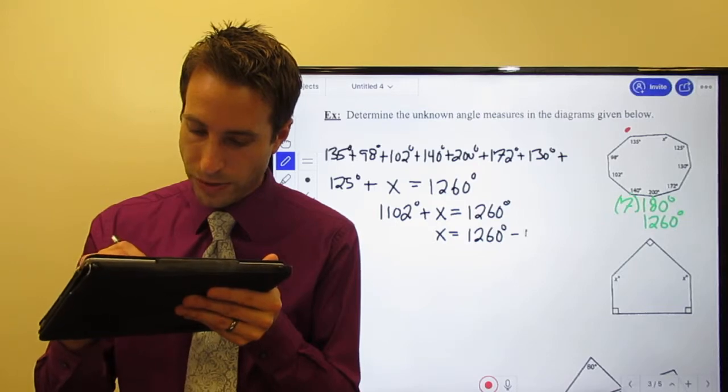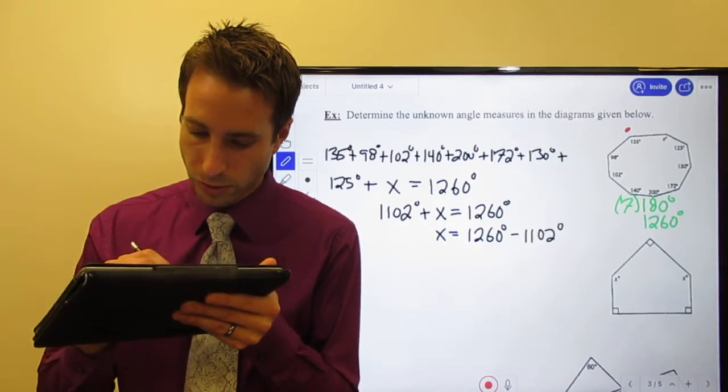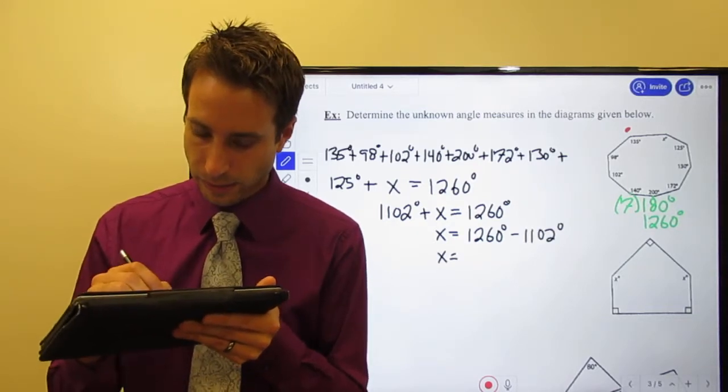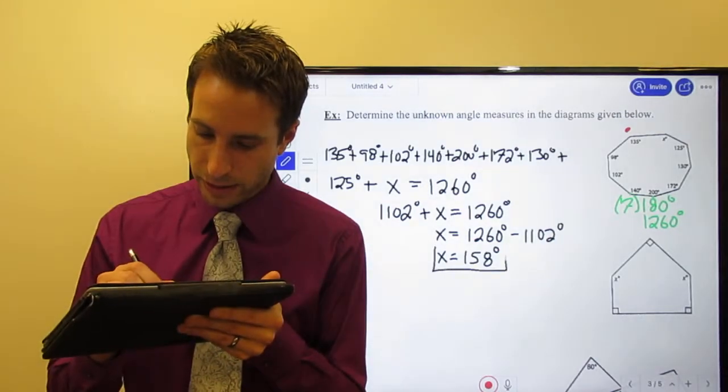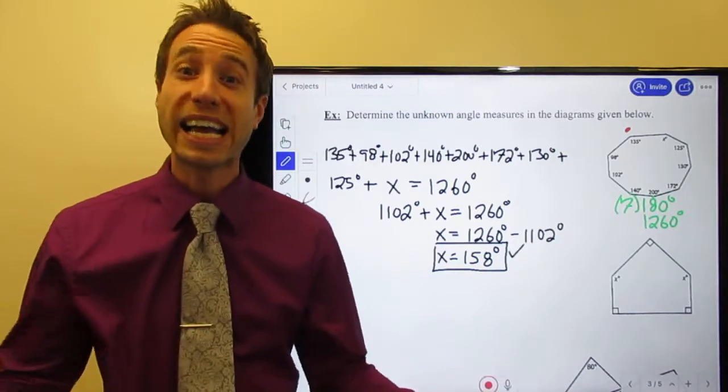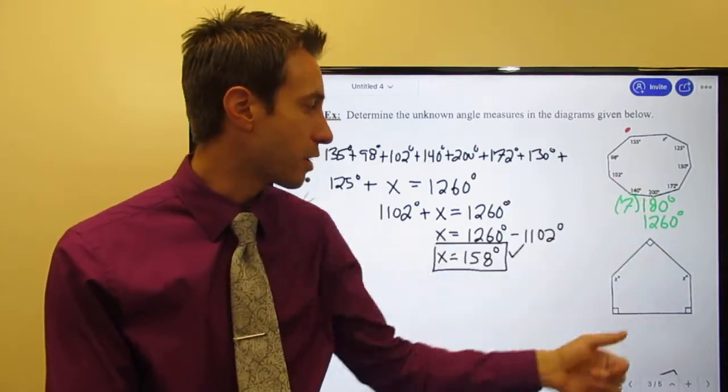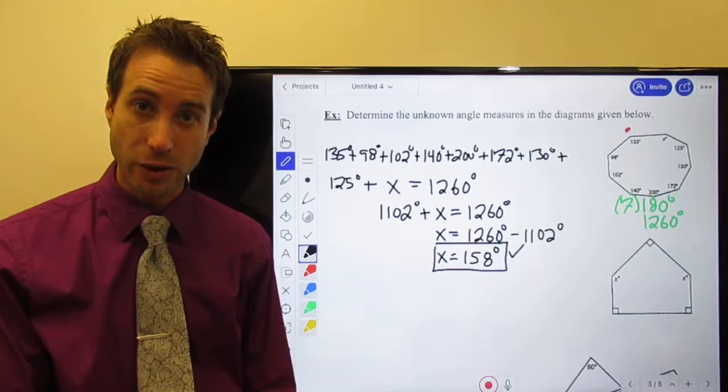1,260 minus 1,102. X is, I get 158 degrees. And I answered my question. I wanted to know what is the value of x, and we found the value of x.